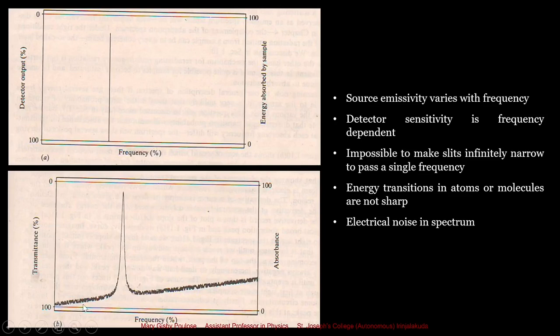Another factor in the spectrum that we do not want is the electrical noise in the spectrum. Here we see different small amplitudes of wavelengths that have come up. This is due to the electrical noises in that instrument.